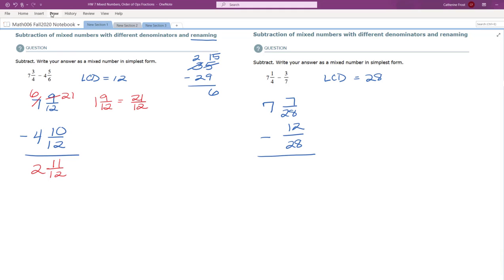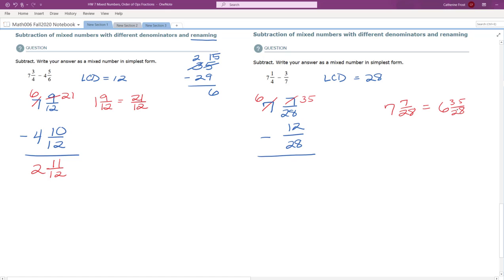So we are going to regroup and borrow from this whole number 7. Oh, it happens to be 7 again. So when I borrow, I get 6, and I'm regrouping one whole and adding it to 7 over 28. 7 over 28 plus 1 is basically what we're doing. And the shortcut is to just add 7 plus 28, and that would be 35. So what we're saying is that 7 and 7/28 is equivalent to 6 and 35/28.